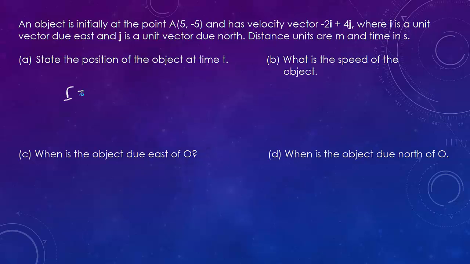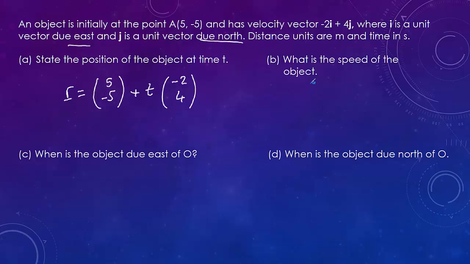State the position of the object at time t. Well, we know that it starts at (5, -5), so that's where it needs to be when t is 0. And then the velocity is (-2, 4), so every second it's going to travel -2 meters, which means it's going to go west, and 4, which means it's going to go north by 4. So we know that this is the velocity vector.